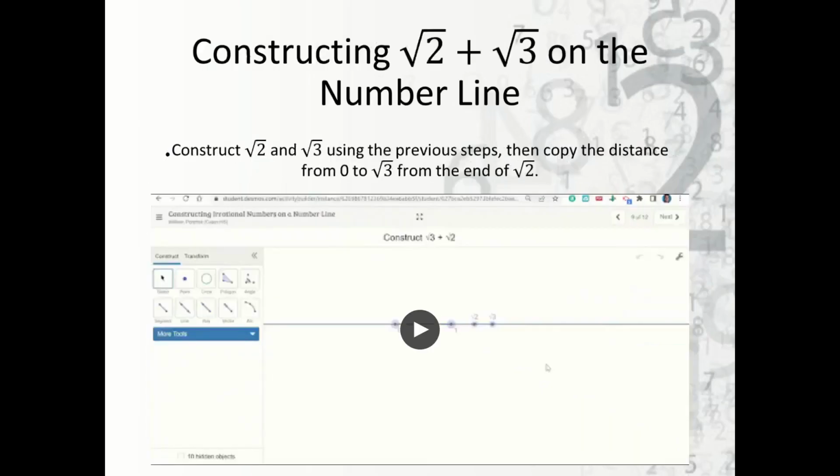Now let's take a look at how to construct square root of 2 plus square root of 3. So we already have square root of 2 and square root of 3. Now we just need to add them to each other. So we would take the distance from 0 to square root of 2 and add it to the end of square root of 3. And wherever that is should be square root of 2 plus square root of 3. And here's a video that shows you how to do it.